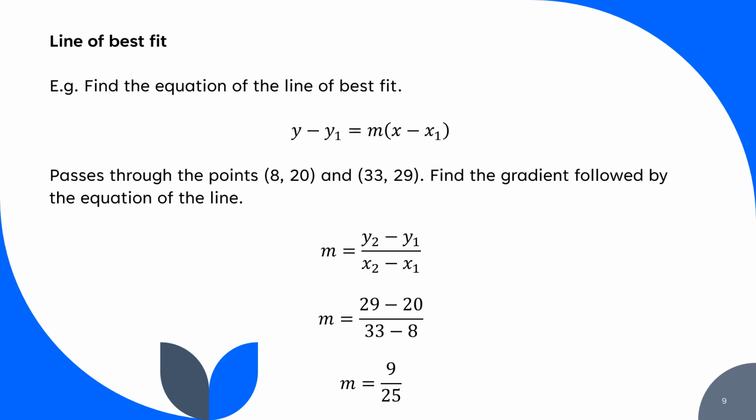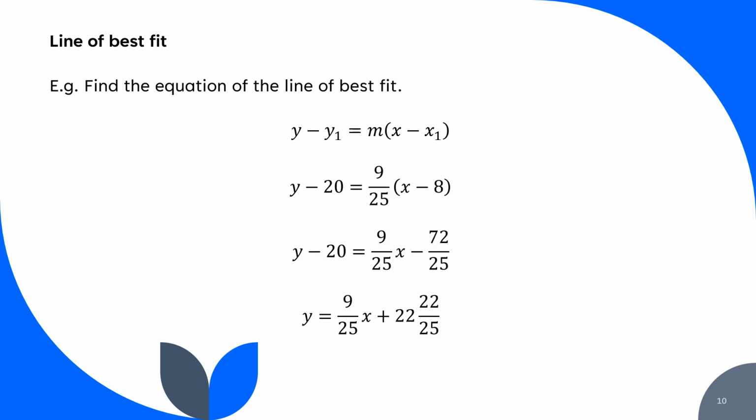So firstly we find the gradient. That's our normal way to find the equation of a line. You just do y2 minus y1 over x2 minus x1. So the gradient's 9/25. Subbing that in and expanding, you get y equals 9/25 x plus 22/25 as our equation.